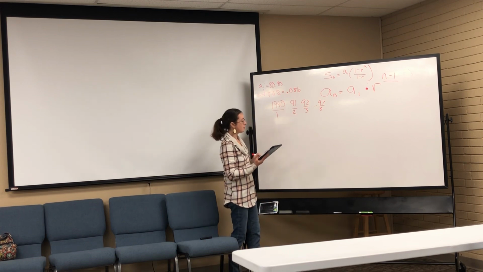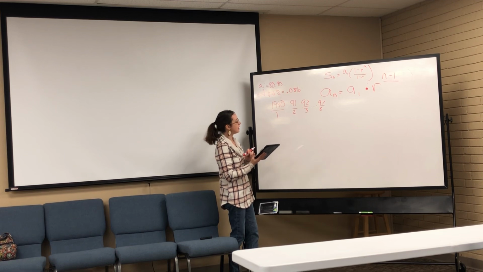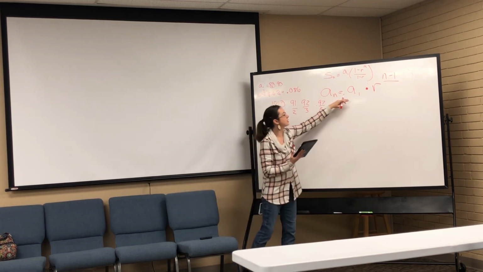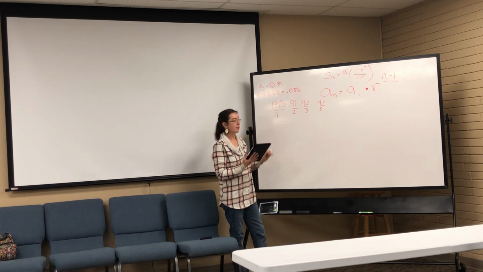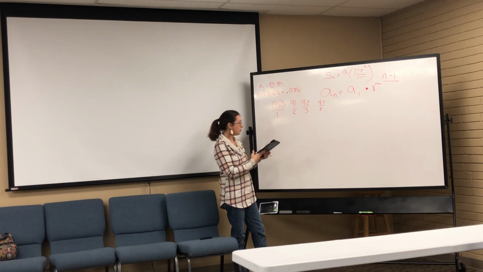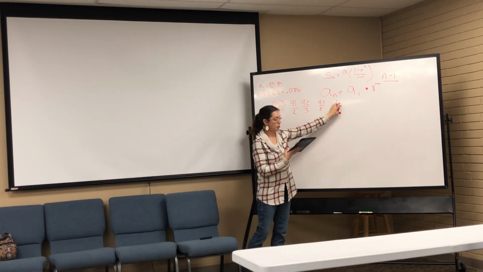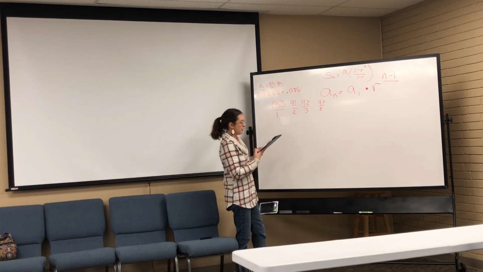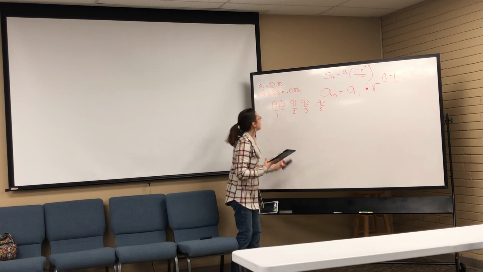Okay? So for the first one, it says write a rule for the average bill in terms of years. So we're simply asking, what is the rule for any term in this sequence? Okay? So how do we write the rule for any term? We're going to use right here. Okay? So if, I'm going to go back and address this.